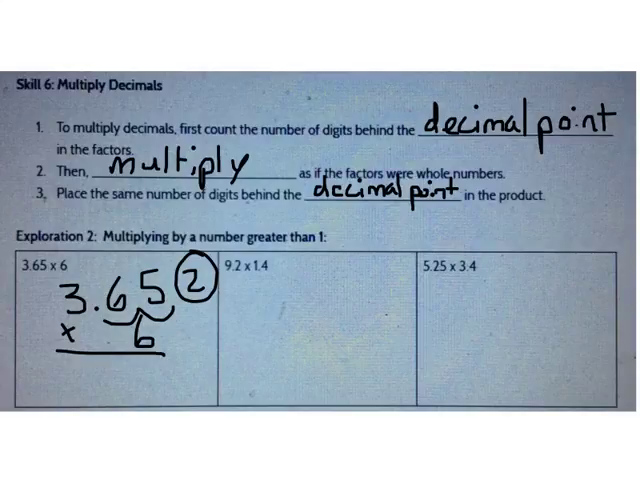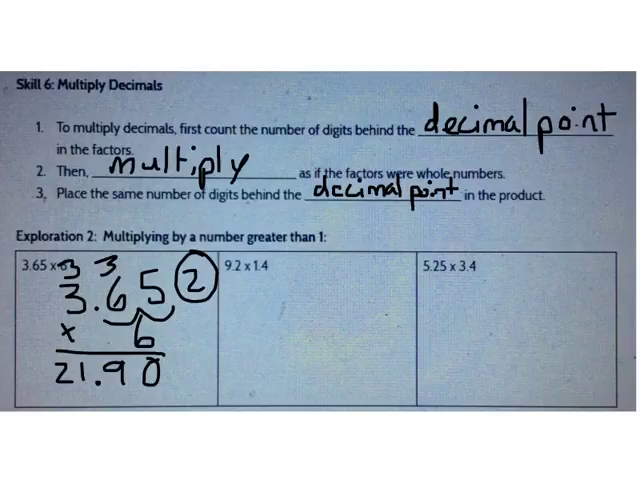Now I can multiply. What's 365 times 6? Well, 6 times 5 is 30, 6 times 6 is 36, plus 3 more is 39. 6 times 3 is 18, plus 3 is 21. Where should I place my decimal in my answer? I need 2 digits to be behind the decimal point, so it should go between the 1 and the 9. The correct answer is 21 90/100.